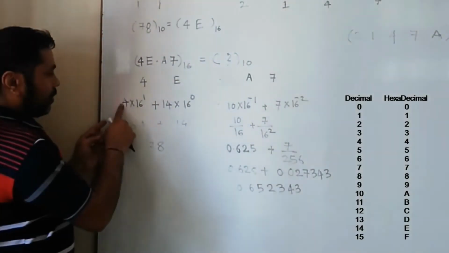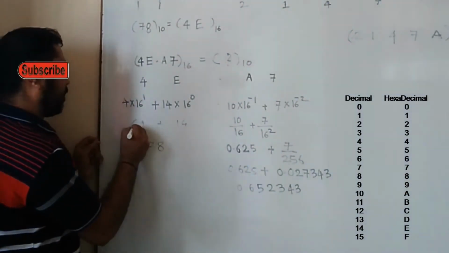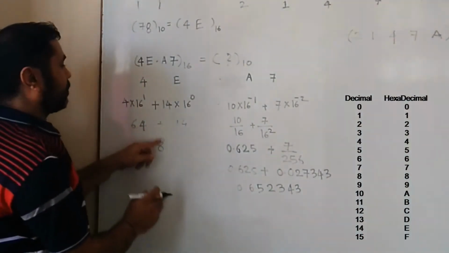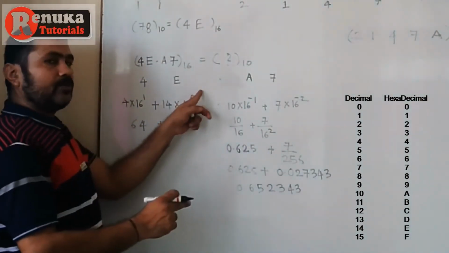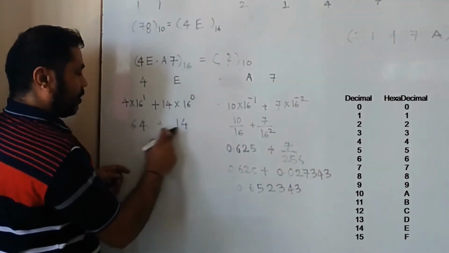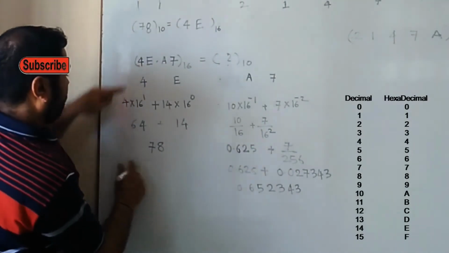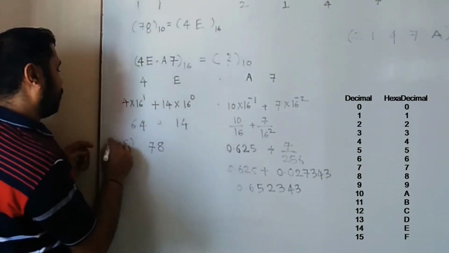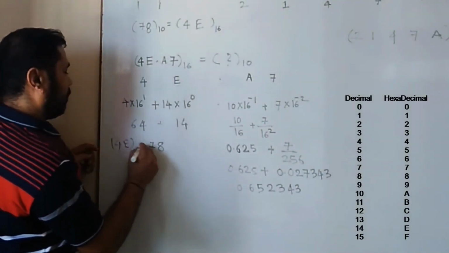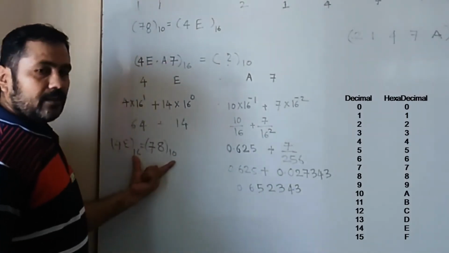So here 16 raised to the power 1 is 16, and 4 times 16 is 64, which is written here. Then plus 14 multiplied by 16 raised to the power 0, that is 1. So the answer will be 14. So 14 plus 64 is 78. So here 4E is equivalent to 78 in decimal. So this is how the integral part is solved.